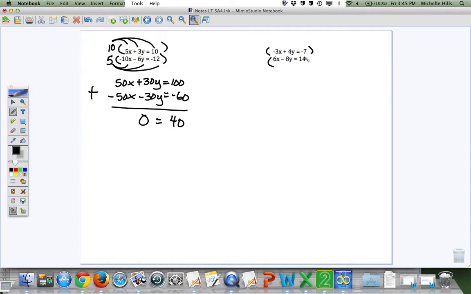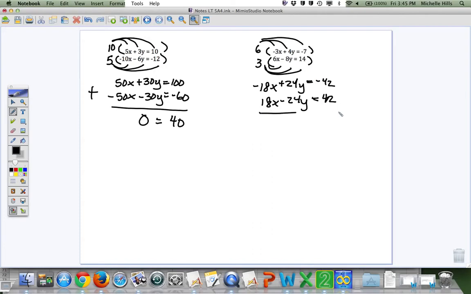Let's do this one. 3 and 6, so flip them, 6 and 3. Check your signs. Yep, this will be a negative 18x. This will be a positive 18x. So I did create opposites. So distributing, I get negative 18x plus 24y equals negative 42. Positive 18x minus 24y equals positive 42.